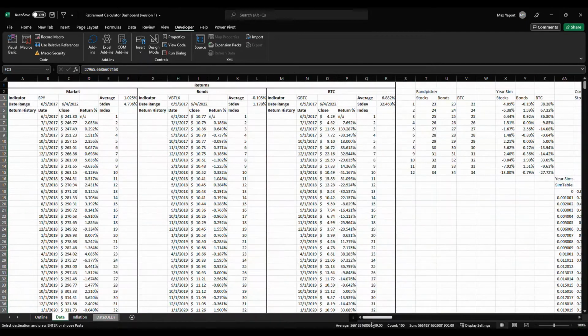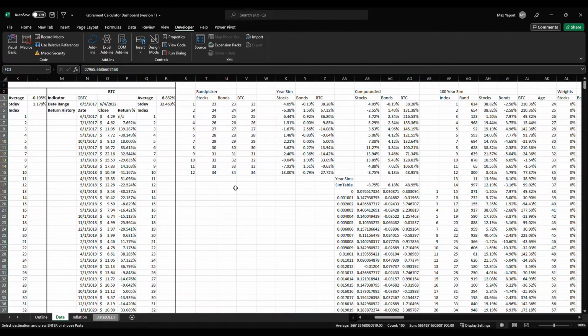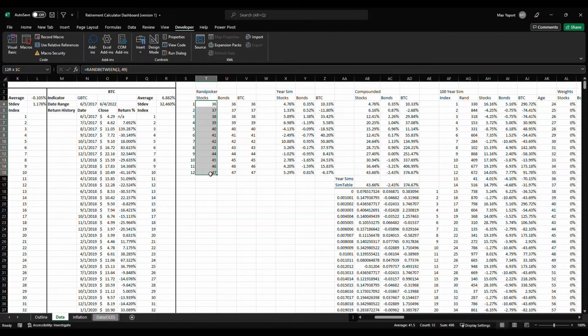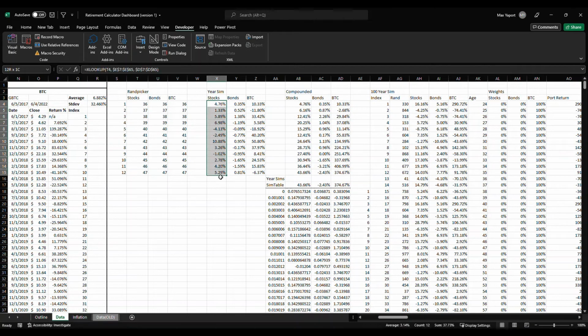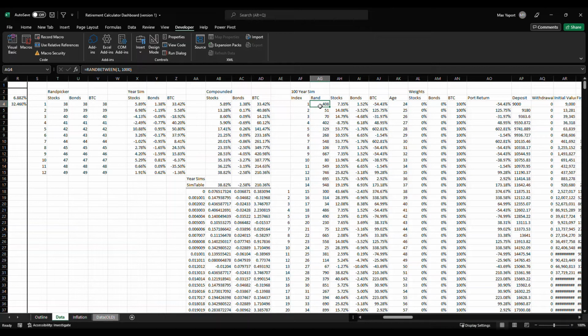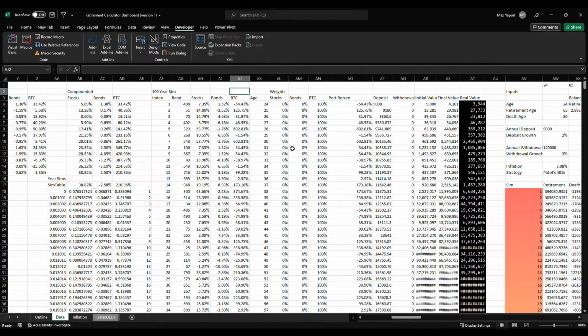But anyway, if you look here, the way this works is every time the document is refreshed, 12 sequential months are taken, which represents a year of returns. And these returns are then compounded, and we get a final year-end return. So then those returns are simulated for 1,000 years. They're indexed. And then every time it is refreshed, a random year is selected, which simulates 100 years of returns for stocks, bonds, and Bitcoin.